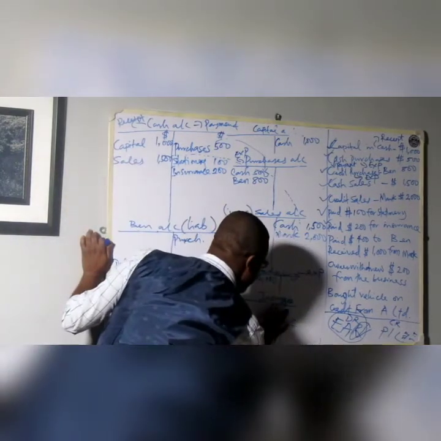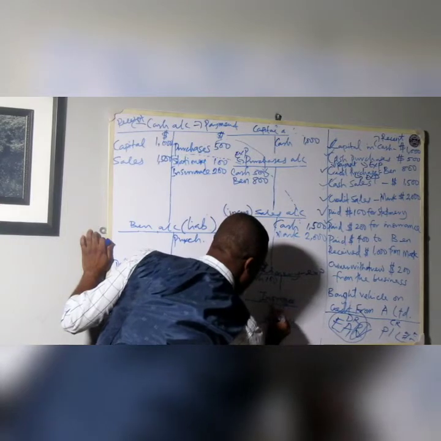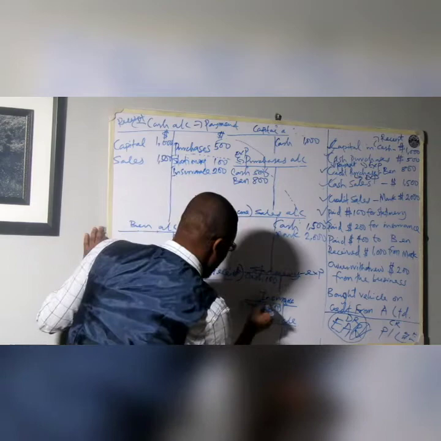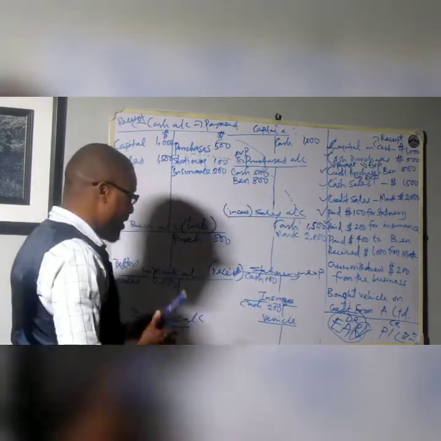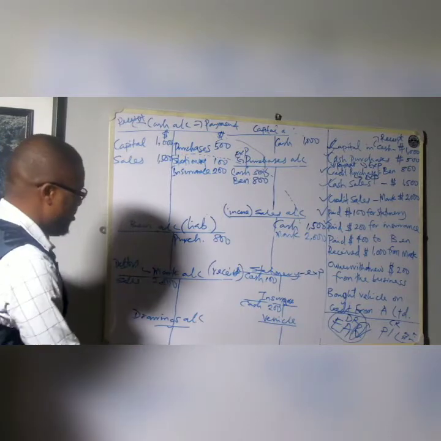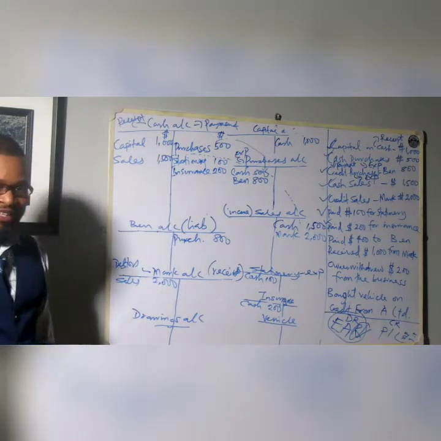So I come here and say insurance. That's coming from where? From cash. Insurance is an expense account. Expense accounts must always be debited forever. Nevermore.